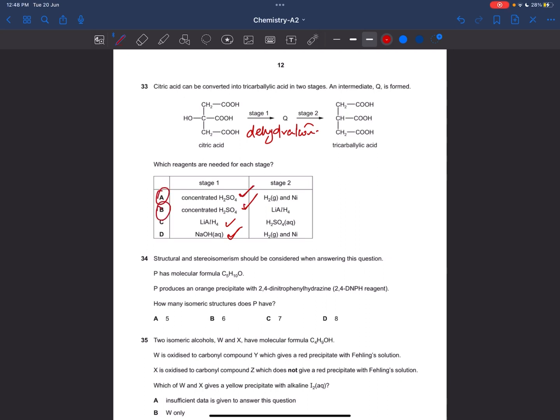So A or B. Now if you look at stage 2, if we hydrate this simply, we'll get the acid again. So that is why we need H2 and Ni, the reagents basically. So the answer for this will be A.